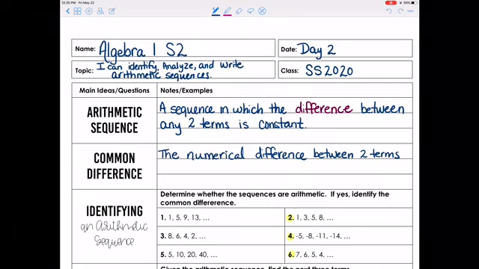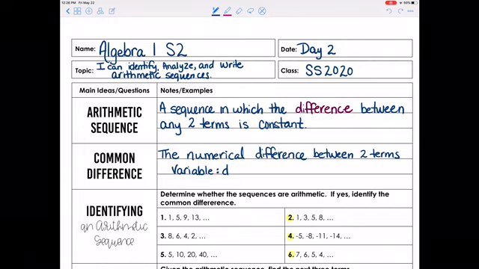In an arithmetic sequence, you have a common difference. That is the numerical difference between two consecutive terms. And we use a variable to represent the common difference. We use the letter D to represent difference. And that's going to come in handy when we start to write the formulas for these particular sequences.